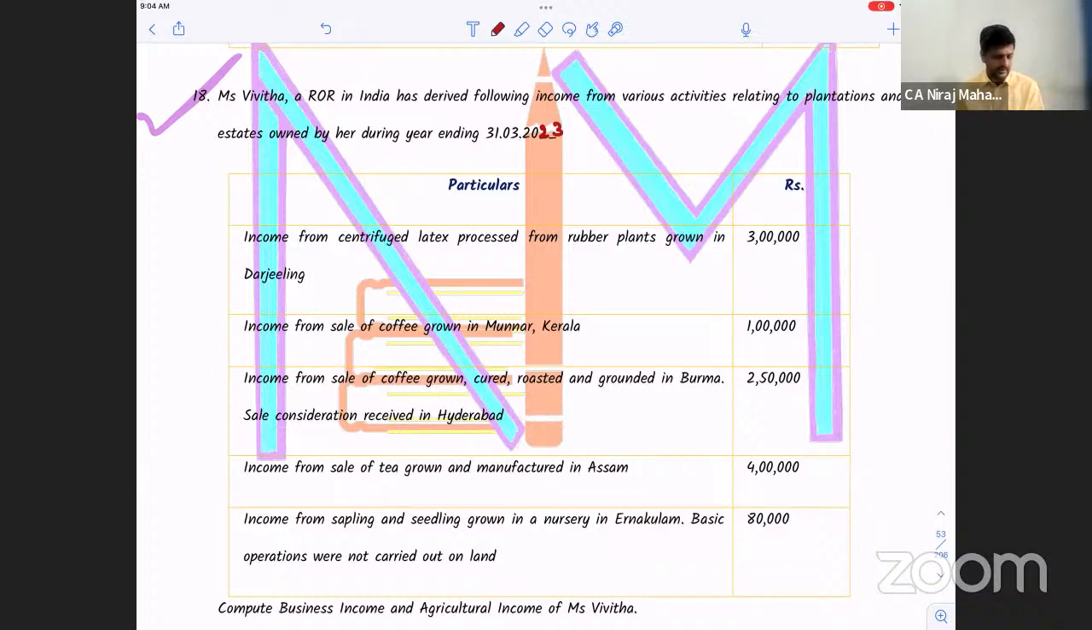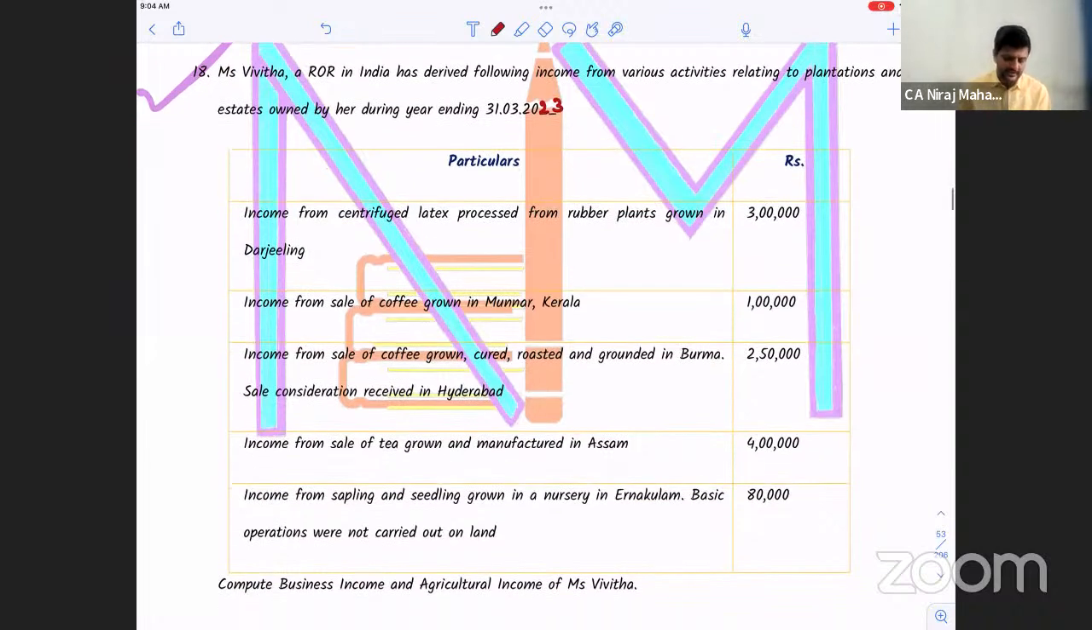Clear? Income from centrifugal latex. Basically, you can use rubber plants and rubber to make that product. Processed from rubber plants grown in Darjeeling. That is basically a rubber product. Income from sale of coffee grown in Munnar, Kerala. Normal coffee, so it is. They have not given you all the details. Income from sale of coffee grown, cured, roasted, and grounded in Burma. Sale consideration received in Hyderabad.